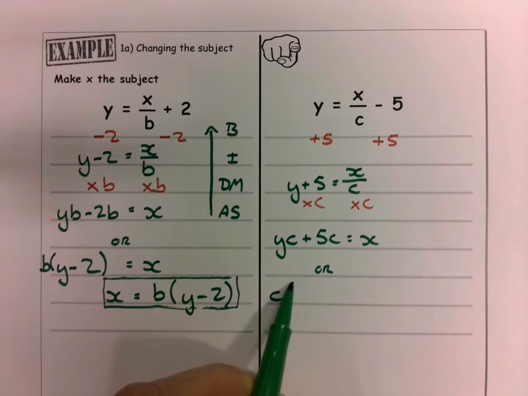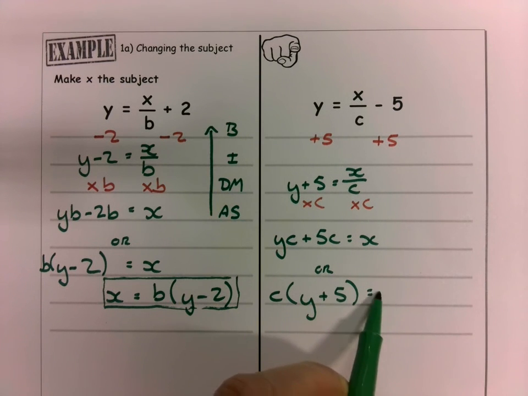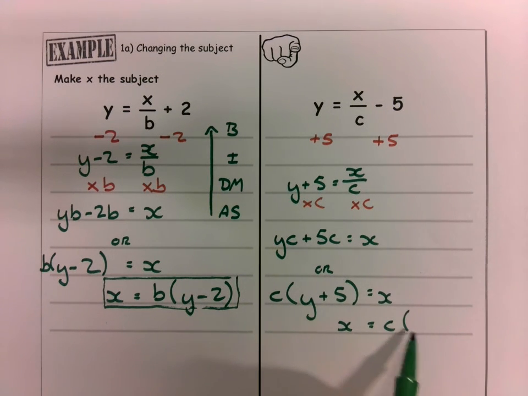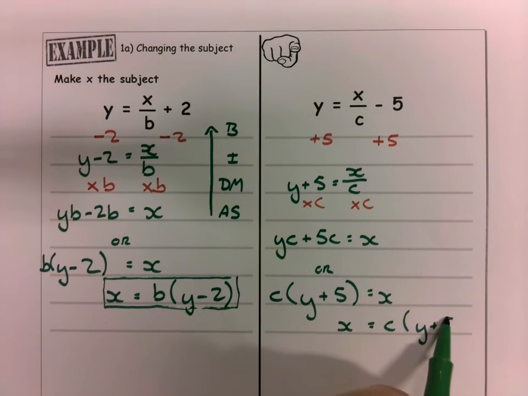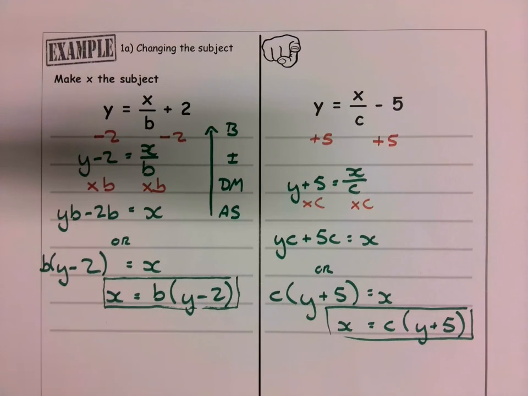We're going to say I've got c lots of y plus 5 is x, and of course really what I want is that just the other way around. So we'll have x is equal to c lots of y plus 5, and box that up as our kind of best answer. Okay, that's changing the subject 1a.